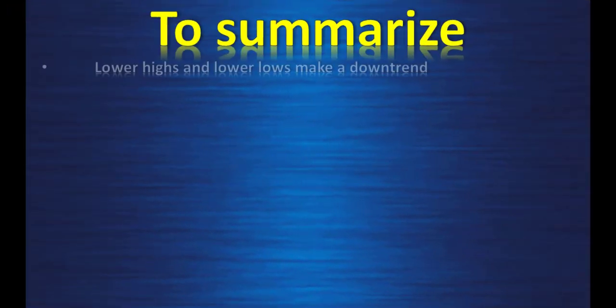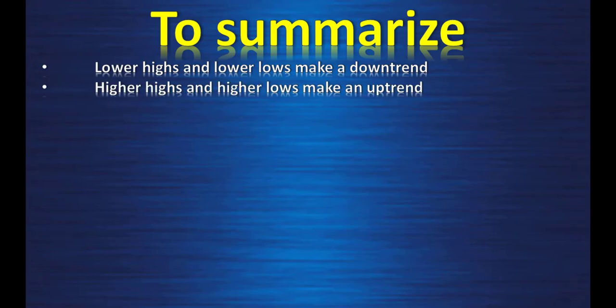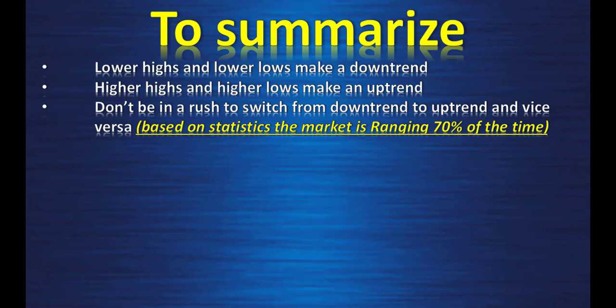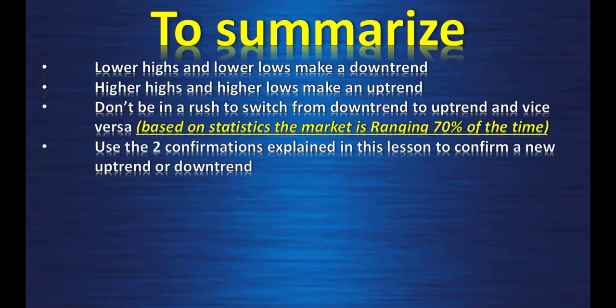To summarize, lower highs and lower lows make a downtrend. Higher highs and higher lows make an uptrend. Don't be in a rush to switch from downtrend to uptrend and vice versa, because based on statistics, the market is ranging 70% of the time. Use the two confirmations explained in this lesson to confirm a new uptrend or downtrend.